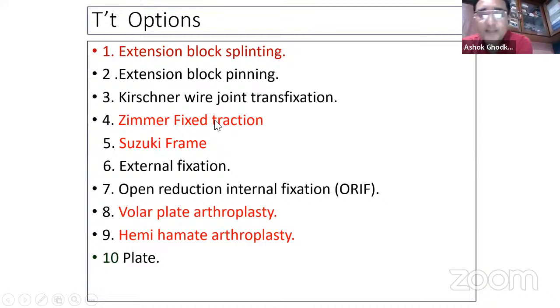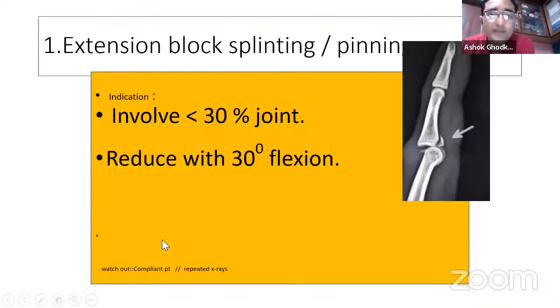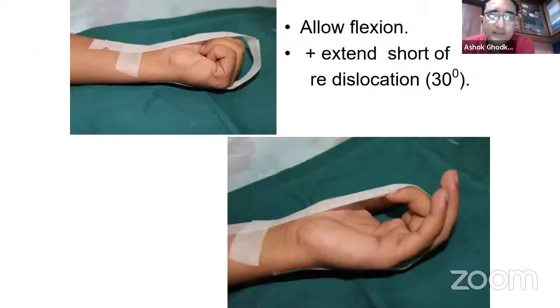If the patient comes late, after 2 weeks, then a Suzuki frame, yes, that also. But if the patient comes very late, let's say 2 months, 3 months, and has a lot of stiffness, no movement, pain, then we can go with a volar plate arthroplasty or hemiarthroplasty. Extension block pinning.